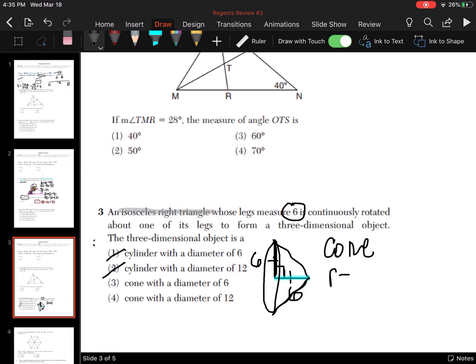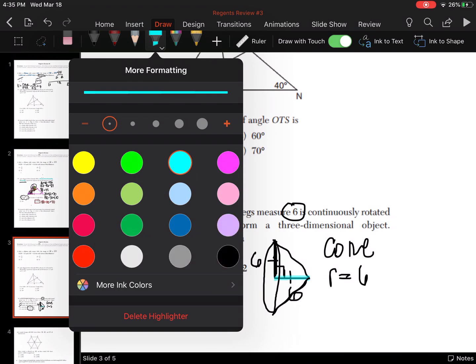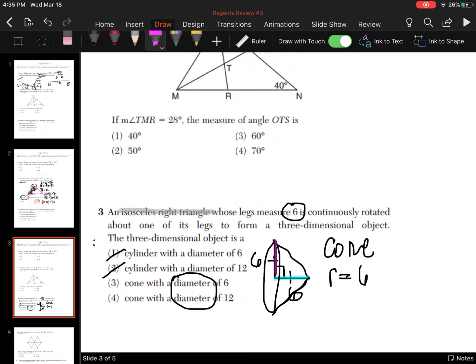The radius of the cone is 6, but these both refer to diameter. So if the radius is 6, I'm just going to highlight the radius so you see it. The radius is what the leg started out as. Okay, but then when it went down and around, now the radius is no longer 6. Excuse me, the radius is 6, but that's not the question. They want the diameter. The diameter will be twice 6, which is 12. So the answer is choice 4.